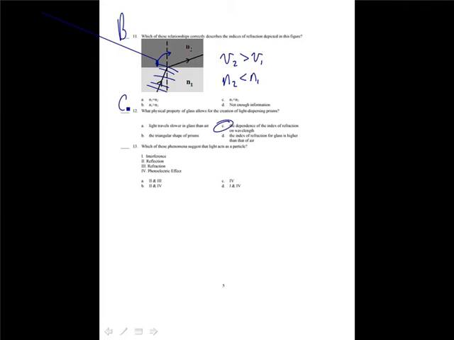Which of these phenomena suggests that light acts as a particle? Interference is a wave-like quality. Reflection is particle. Refraction is wave. And photoelectric effect is particle. So we have options 2 and 4. That is B.